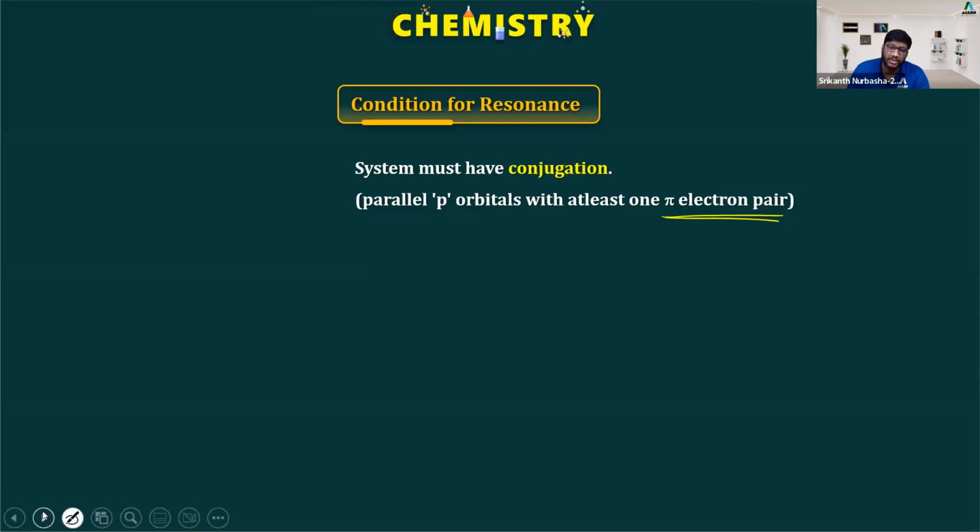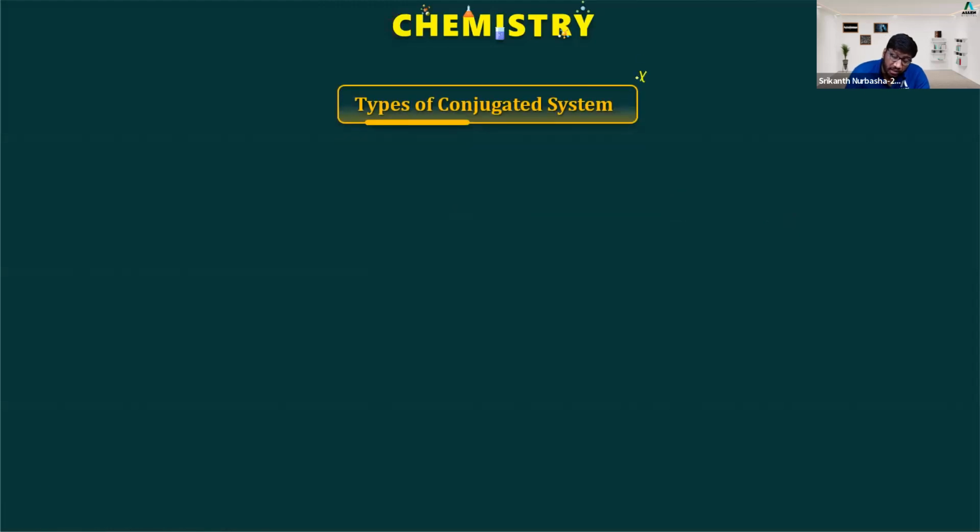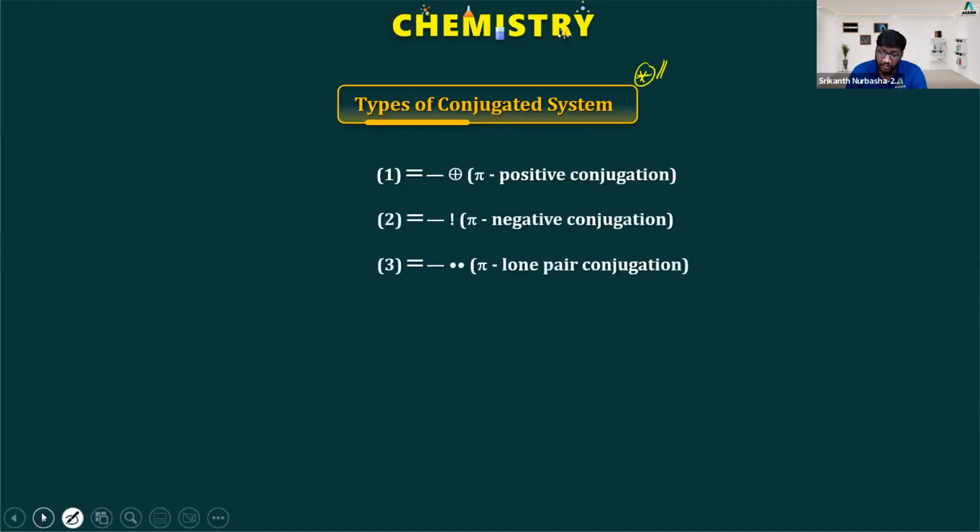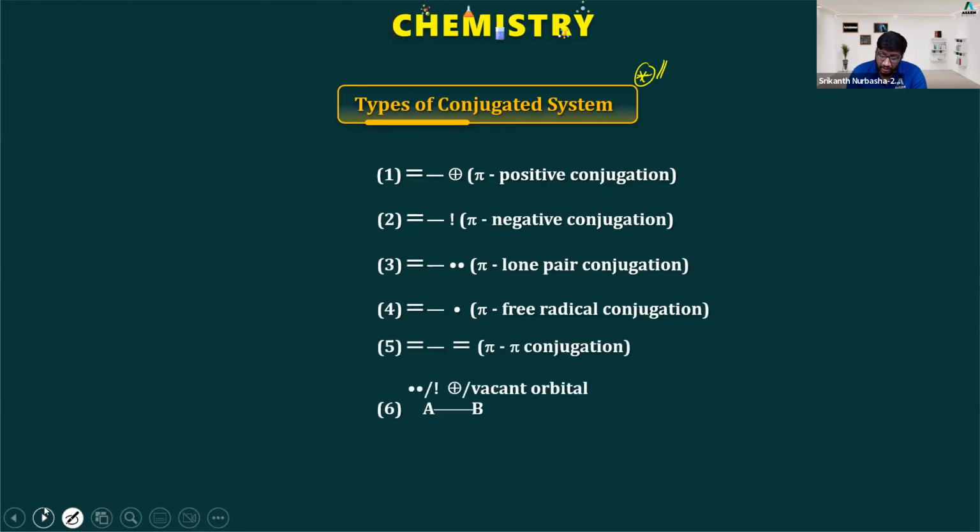So how many types of conjugation systems do we have? Let us list them out. Types of conjugate systems: we can have a double bond in conjugation with a double bond. That is pi conjugation. A pi bond can be in conjugation with the positive charge. A pi bond can be in conjugation with the negative charge, lone pair, pi bond. All those possibilities you can write: pi positive, pi negative, pi lone pair, pi free radical, pi, and this is negative. Wherever the exclamatory mark is there, that is negative.